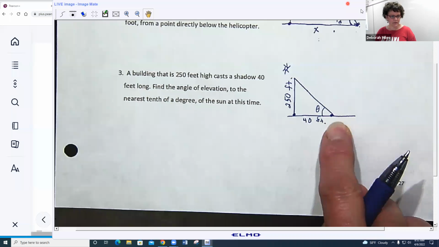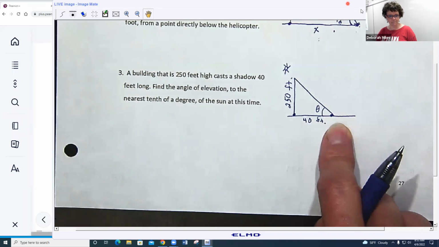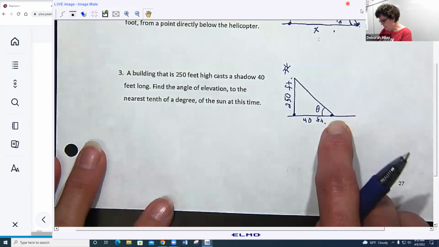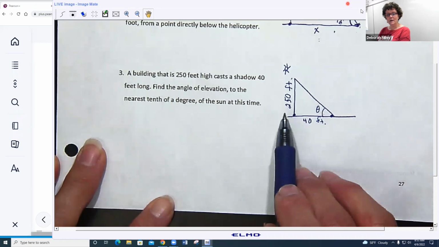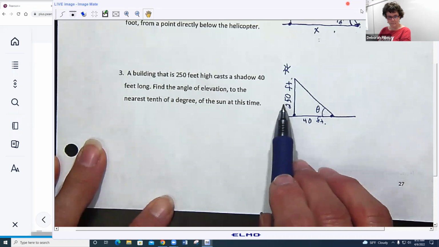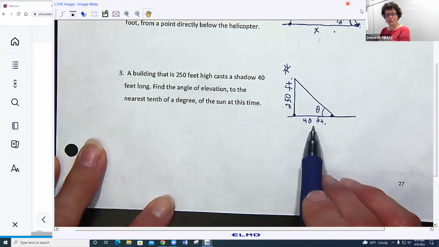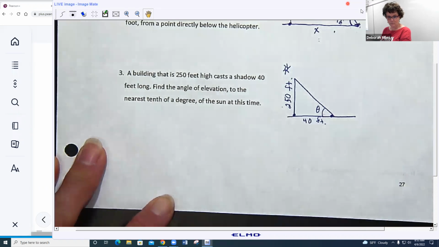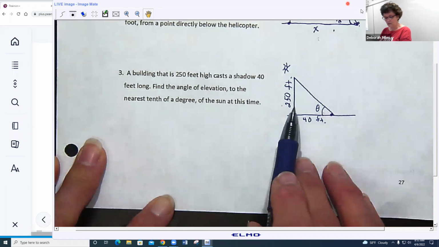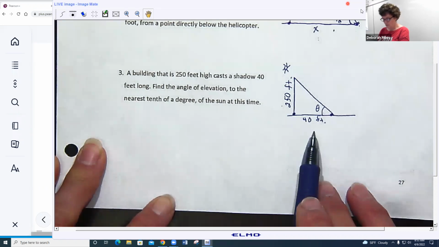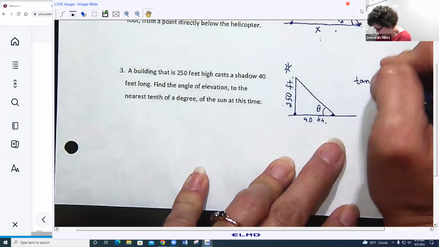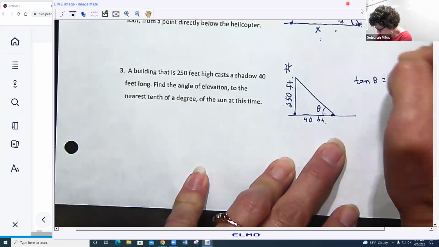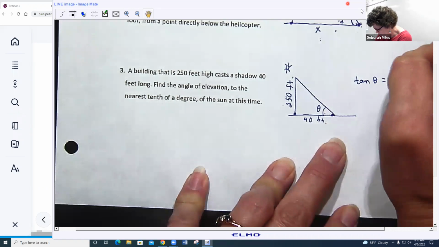building at 250 feet. So which trigonometric function of theta would involve the 250 and the 40? 250 is opposite, 40 is adjacent. So tangent of theta would be 250 over 40.